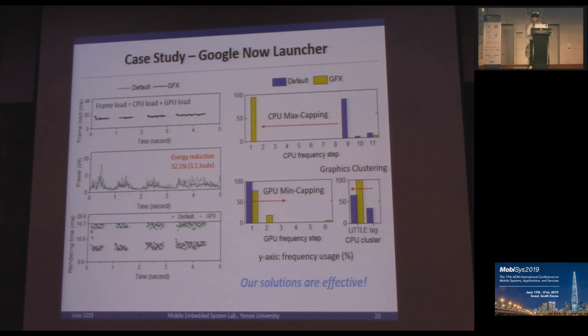experience. And we conducted further case study experiments for 3 applications: Google Now Launcher, Pinterest, and Google Chrome browser. Google Now Launcher has high frame load prediction accuracy due to its steady frame load, and after applied the GFX Governor, the frame rendering time was moved closer to the next VSync, and this leads to the lower frequency of the CPU by CPU max capping and the reduction of the big cluster usage by graphics clustering, and these can lead to the final energy reduction.